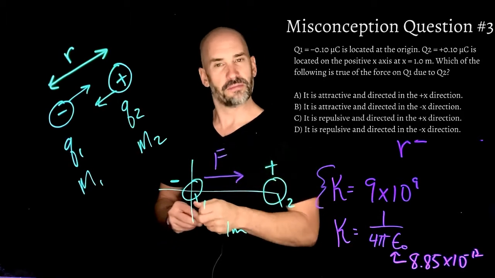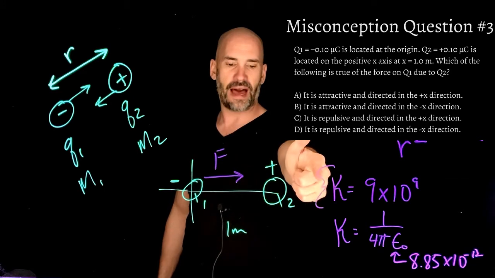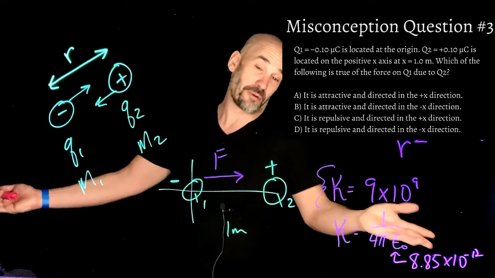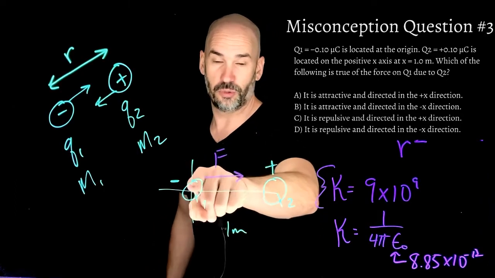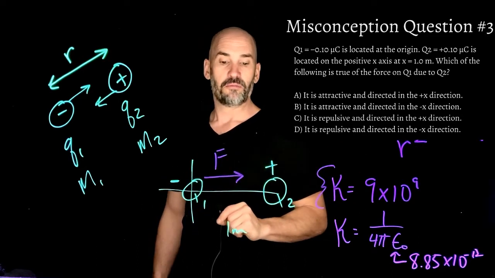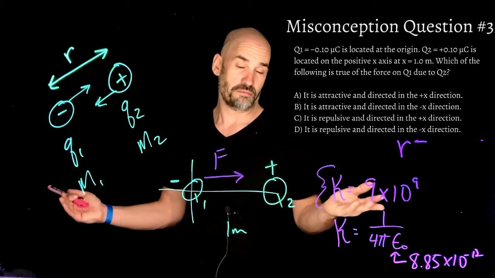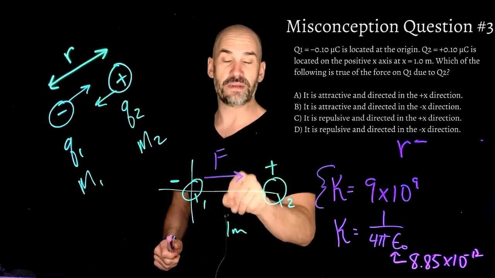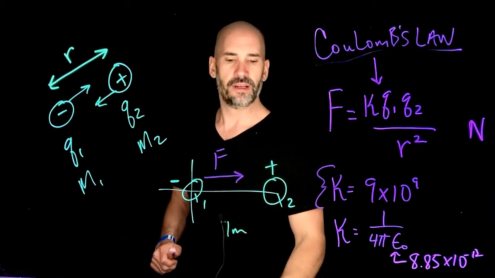And so let's see here. It is attractive and directed in the positive x direction. Is that what we're seeing? That's what we're seeing. This is attractive, right? This Q1 is being attracted to Q2, and it's moving in the positive x direction. We know that must be the answer. We don't even really have to look any further, but I do encourage you to tell yourself why B, C, and D don't work. In the meantime, we'll move on to the next one.